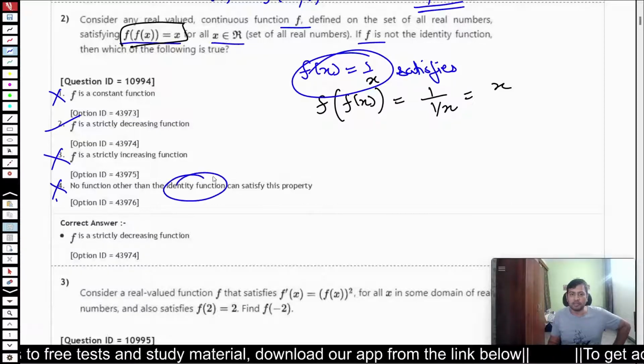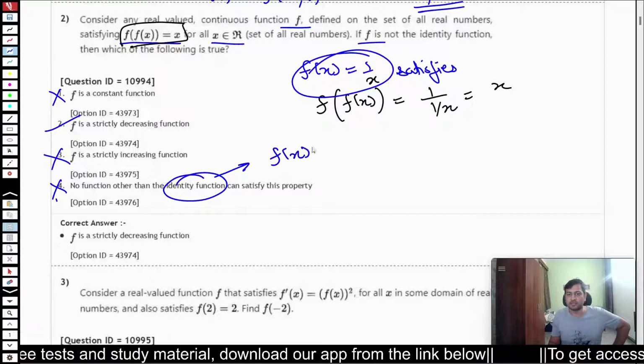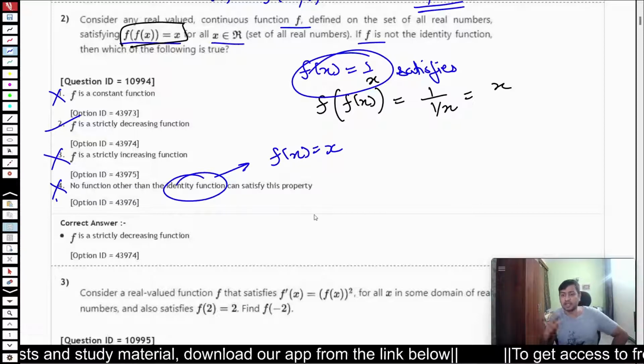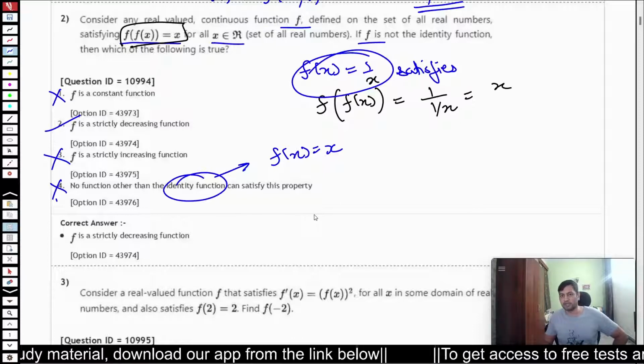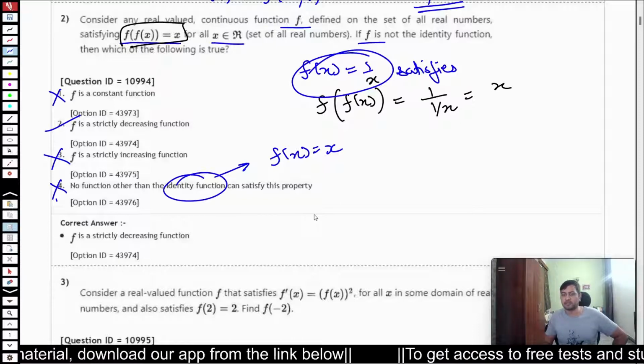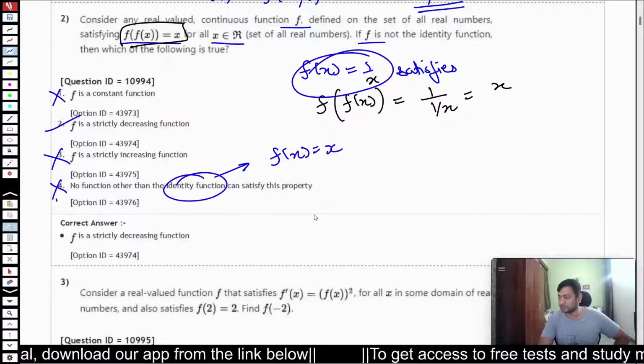Remember, identity function क्या होता है? Identity function is f of x equals to x. So yes, identity function satisfies this, but हमको उसके अलावा एक function identify करना था यहाँ पे. So that is f of x equals to 1 by x. Okay.